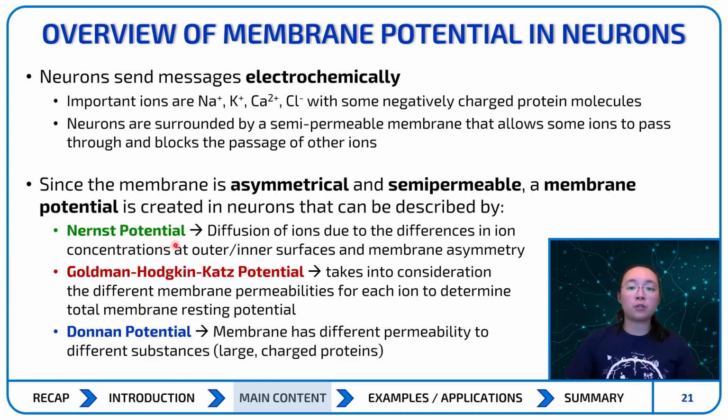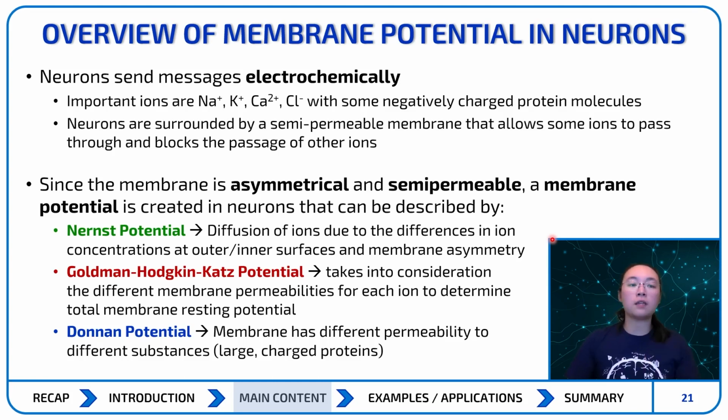The Nernst potential, which you know about already, covers the diffusion of ions because of the differences in ion concentrations from the outside and the inside of the membrane. And that comes because of membrane asymmetry. You have what's called the GHK potential, or the Goldman-Hodgkin-Katz potential, usually representing the potential calculated from the Goldman equation. That takes into consideration the different membrane permeabilities for each ion to determine total membrane resting potential.